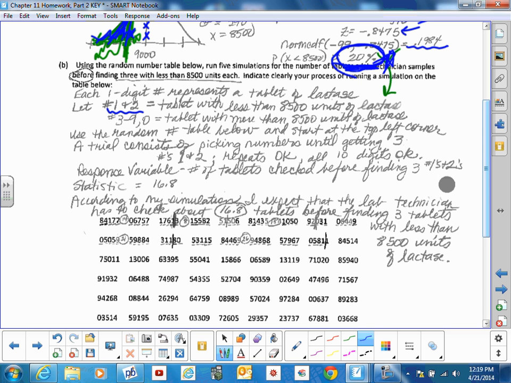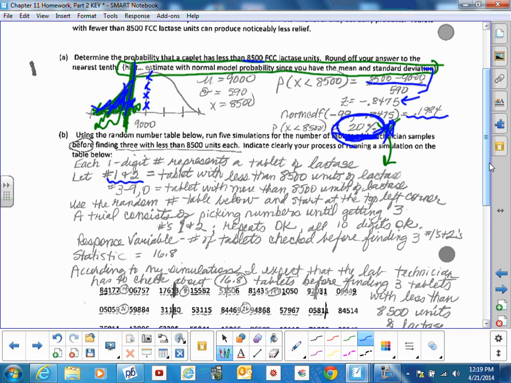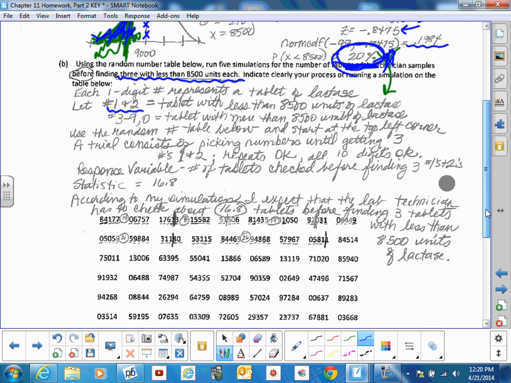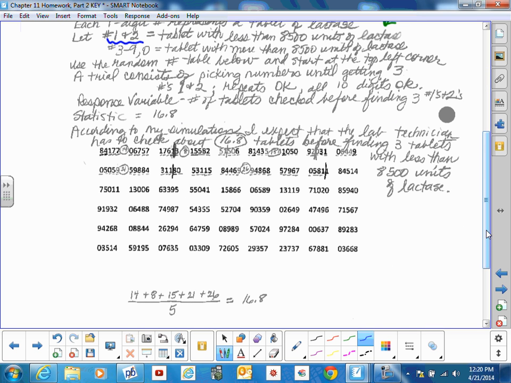This says run 5 simulations for the number of tablets the lab technician samples before finding 3 with less than 8,500 units. So is this a look at a set number of tablets or a go-until problem? It's go until. Go until what? 3 bad ones. So I go along here until I find 3 ones and twos, and then I stop. My response is how many tablets I examined to do that.